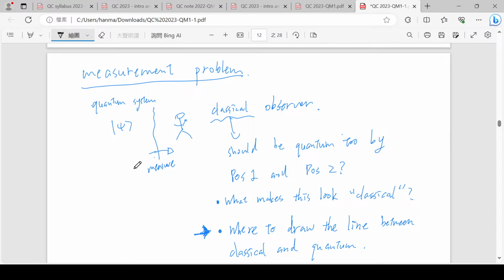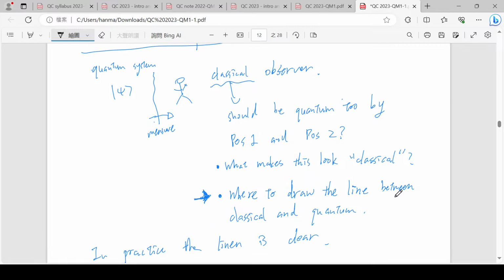Okay, and now the weird part is you have a classical observer, because we say every physical system should be described by quantum mechanics. Then yourself should also be a physical system, so you should be described by quantum mechanics. So why do we have this weird line here separating the quantum world and the classical world?